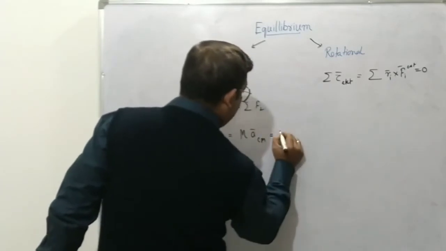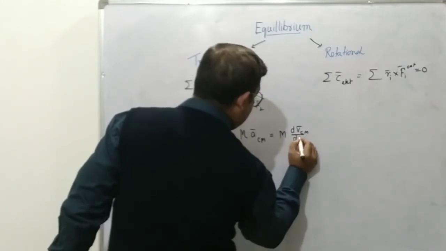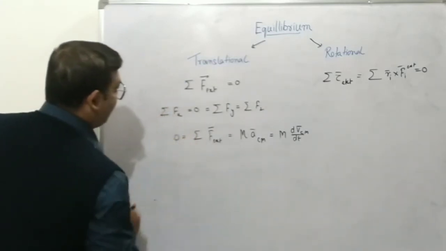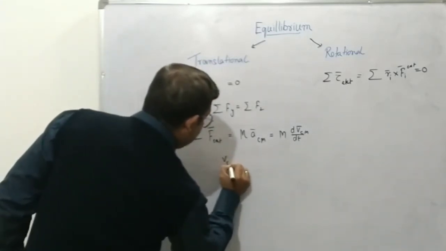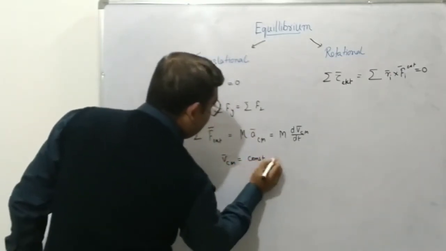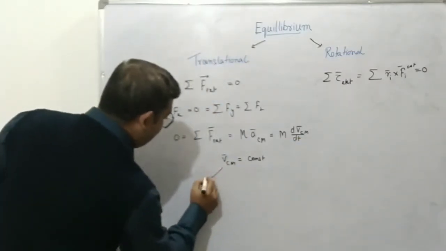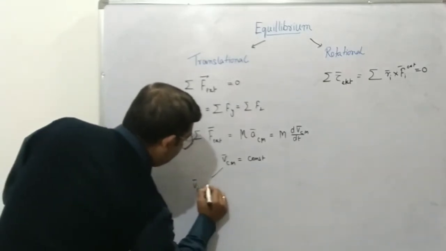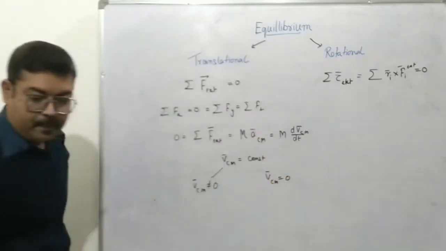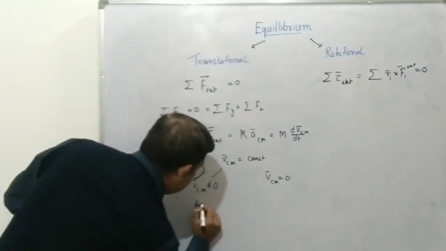Again, ACM will be dVCM, velocity of center of mass, divided by dt, right? Which means if F exterior is 0, external force is 0, then VCM must be equal to constant. It should not change with time. Now, if VCM is constant, we can have two things. One is VCM is not equal to 0, and the other one is VCM is equal to 0. If VCM is not equal to 0, we call this dynamic equilibrium.